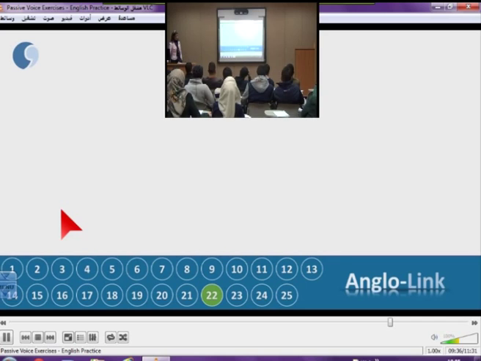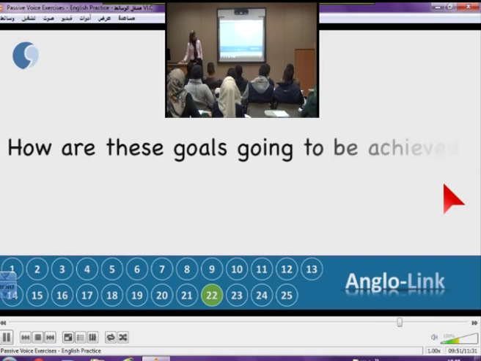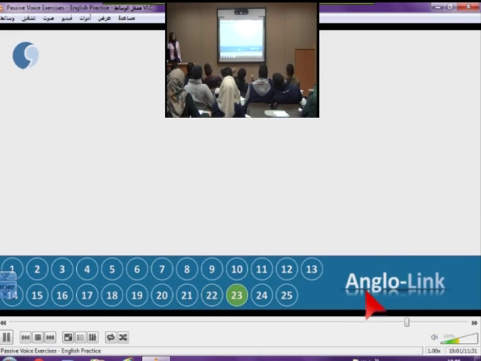Number 22. How is he going to achieve these goals? So we have here these goals, plural. How are these goals going to be achieved? Going to is like any modal, like may, will, so you use be after it.